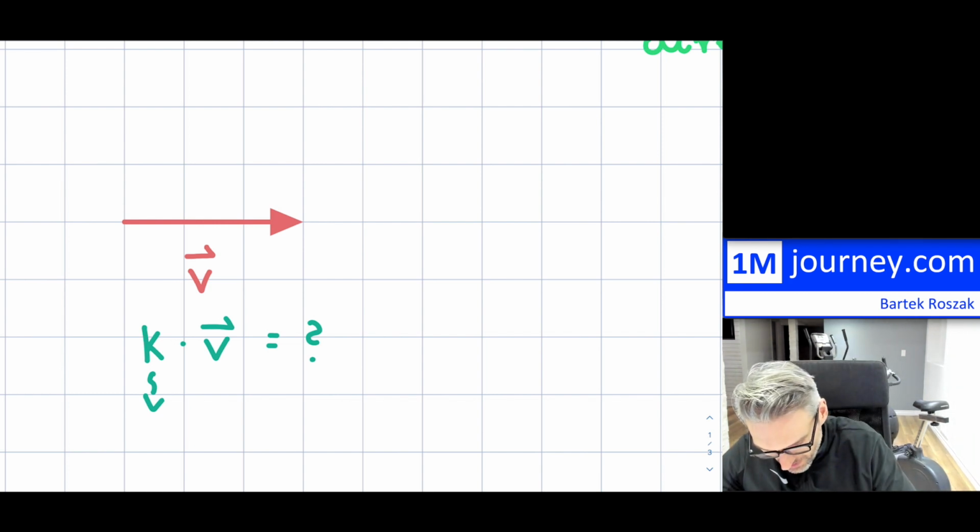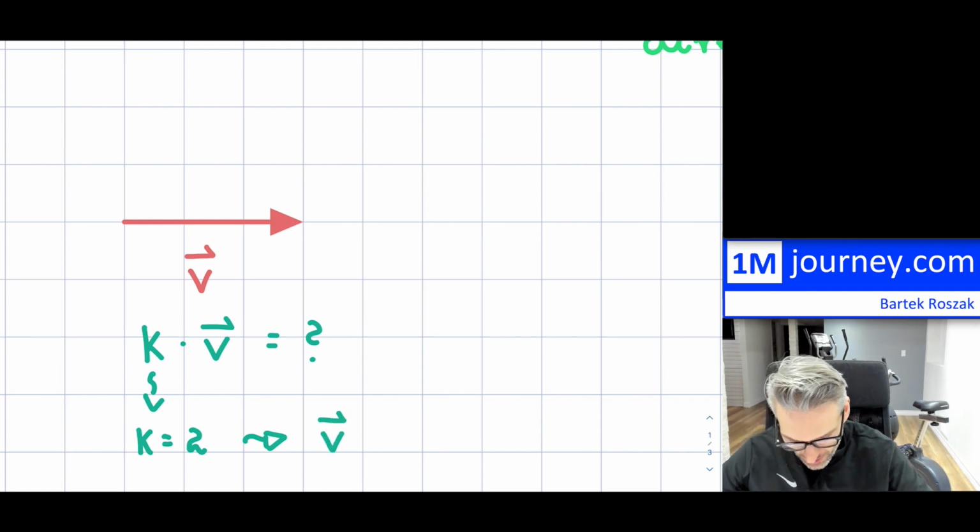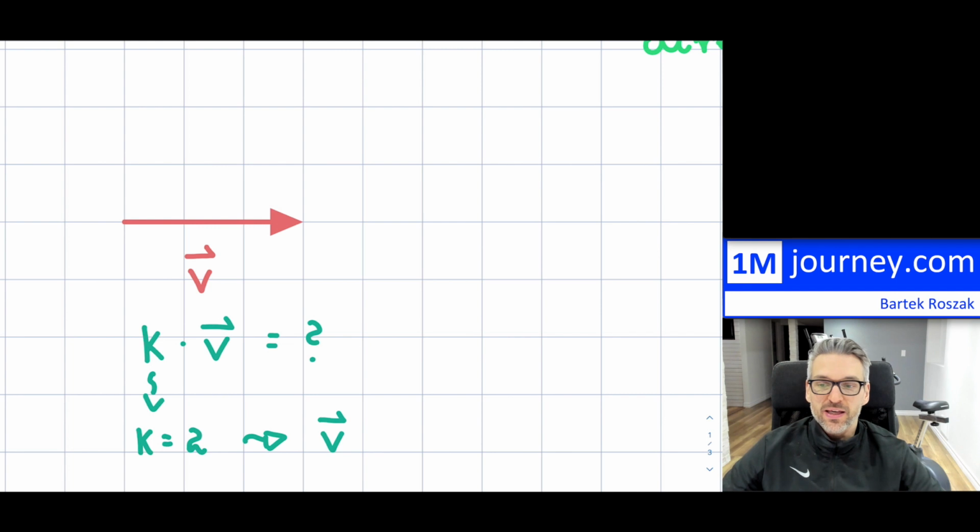For instance, maybe k is equal to 2. What would that mean? Intuitively, you would think that the original vector would simply be twice as big. And that's correct.